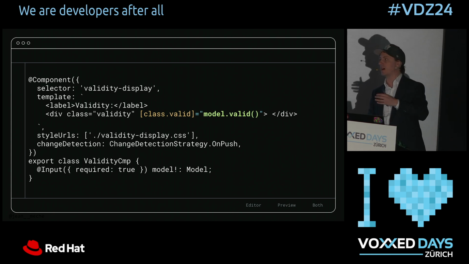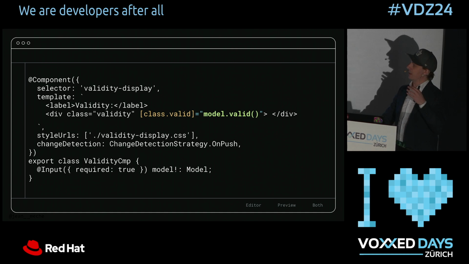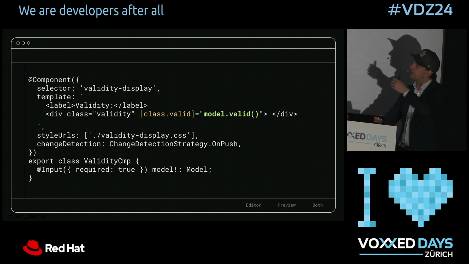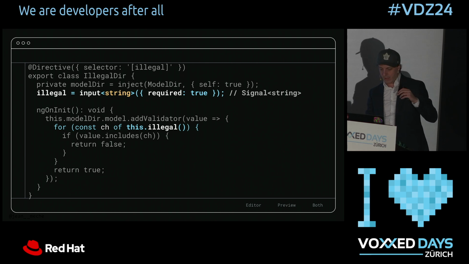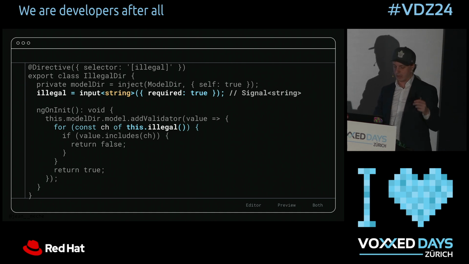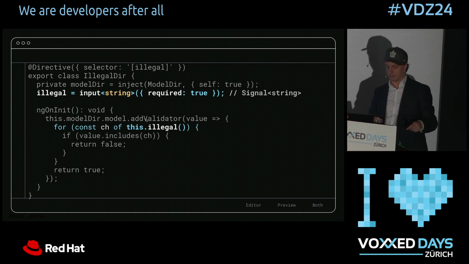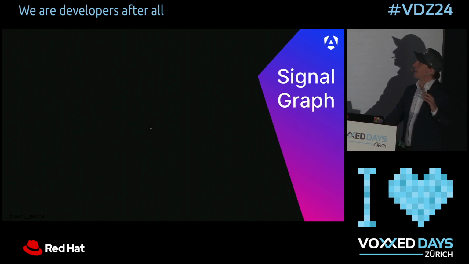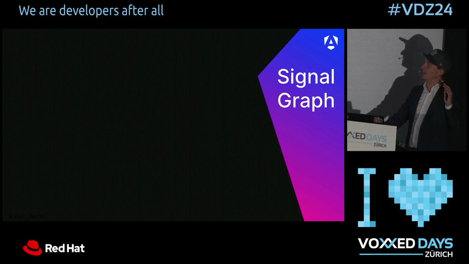It means that every time I'm changing the model, Angular will know that it needs to update the component here. And same here, in the case of the illegal directive, you will just read the values and you will read in the validator. So the concept behind signals is having a signal graph.